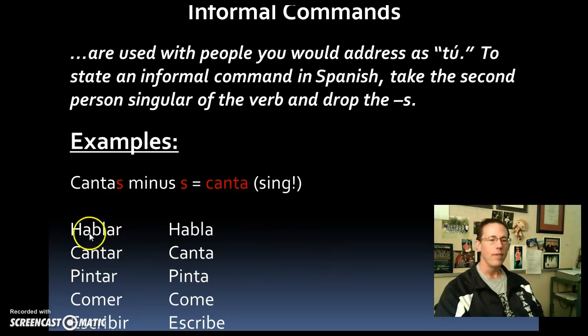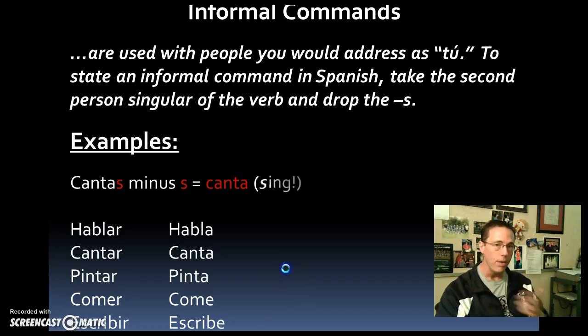A few examples of that: habla, canta, pinta, come, and escribe. These are all the tú forms minus the S. So this means talk, sing, paint, eat, write. Those are all examples of some informal commands that are regular.